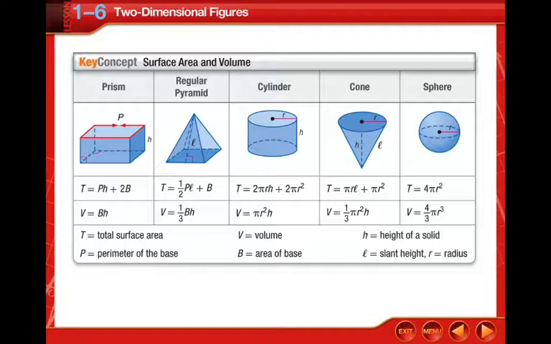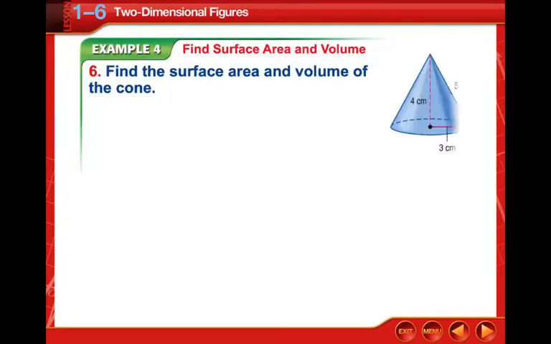So let's take a look at our first one. This next one we're going to look at is going to be a cone. So keep those equations in mind when you look at the next problem here. Here we have a cone that's giving us the height, the slant height, and the radius. We want to find surface area and volume of this cone.